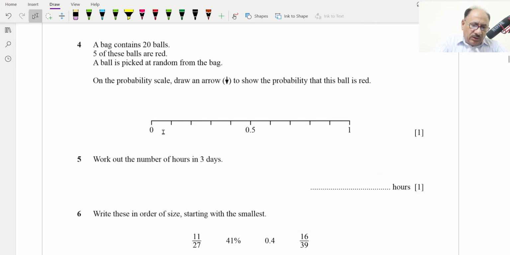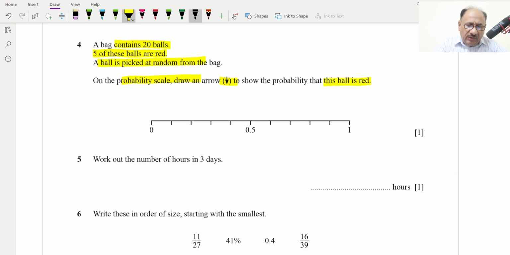Question number 4. A bag contains 20 balls. So there are 20 balls. 5 of these balls are red. A ball is picked at random from the bag. On the probability scale, draw an arrow to show the probability that this ball is red.